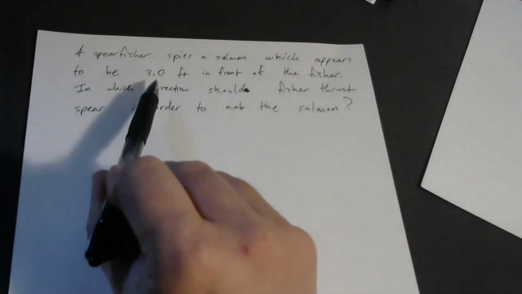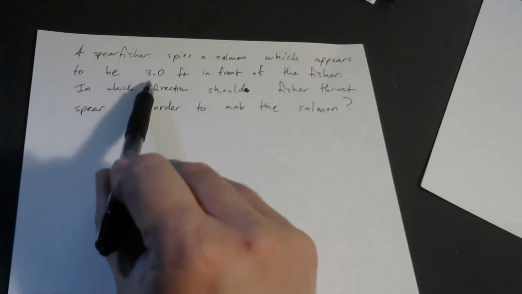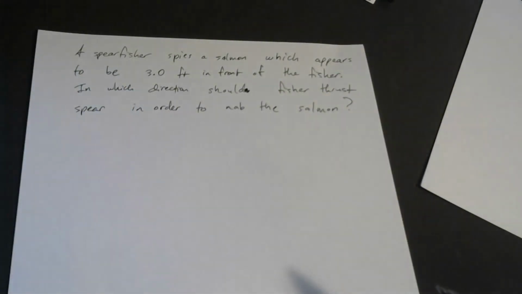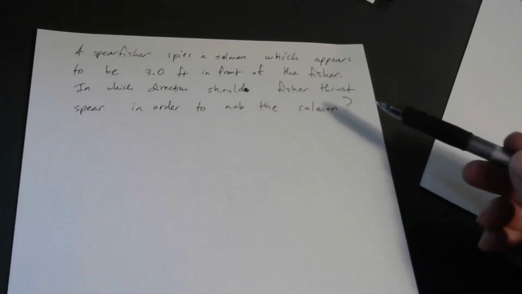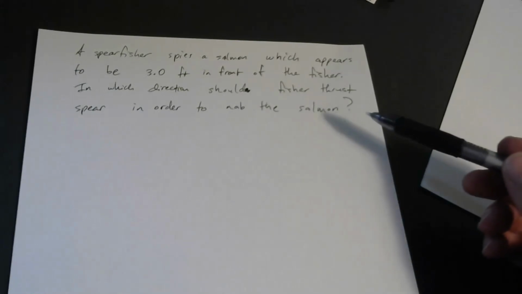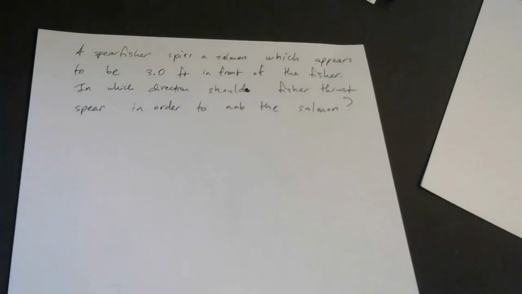And as this spearfisher is standing in knee-deep water, they see a fish that appears to be 3 feet in front of them. And we can show that if they were to thrust their spear in the direction that the fish appears to be, they're going to miss because of the refraction of light. So we'd like to figure out the direction that they should actually thrust their spear. Should it be behind the apparent location of the fish or in front of?